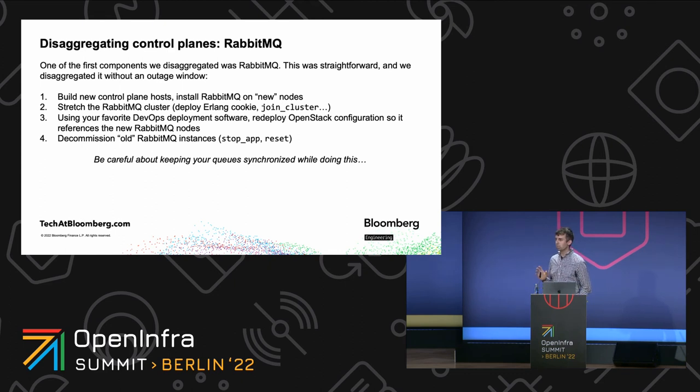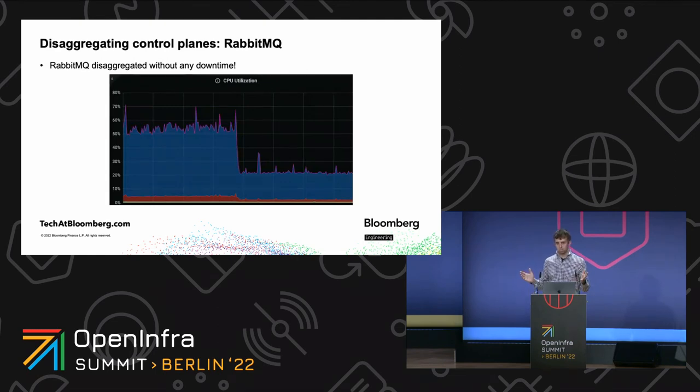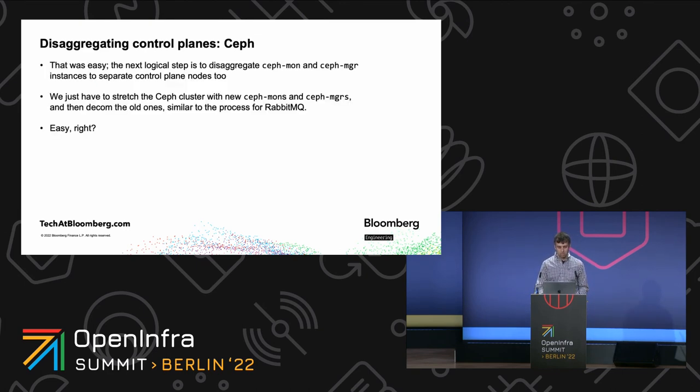If you have containers, this is probably trivial, but even if you don't have containers, you can just basically stretch your Rabbit cluster, point all of your configurations towards the new nodes you stretch, and then just remove the old ones. Only thing to be careful of is make sure you keep your queues synchronized when you do this. So really quick, in a bind, we just moved Rabbit off to some other nodes and farmed out our control plane a little bit, and we were good to go. This was a relatively easy case.